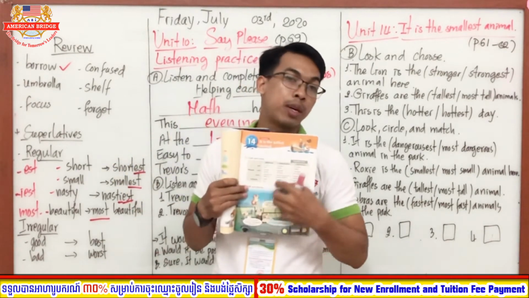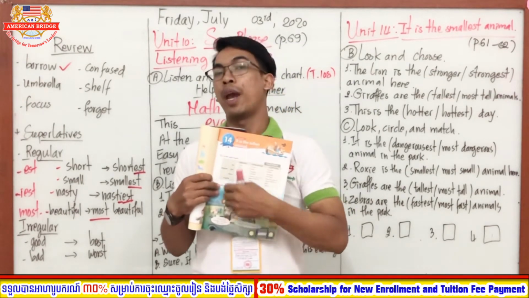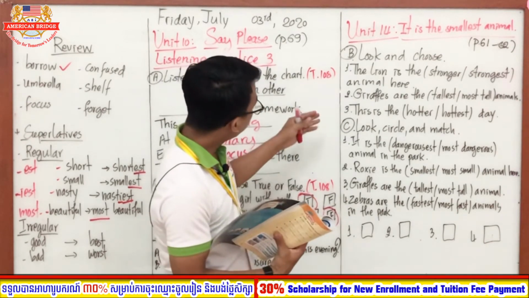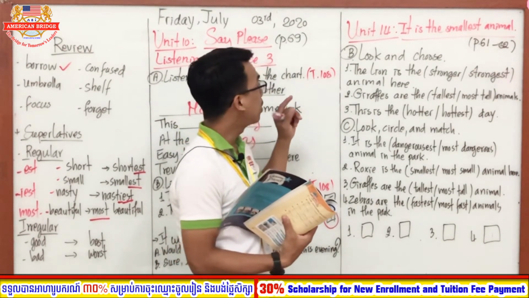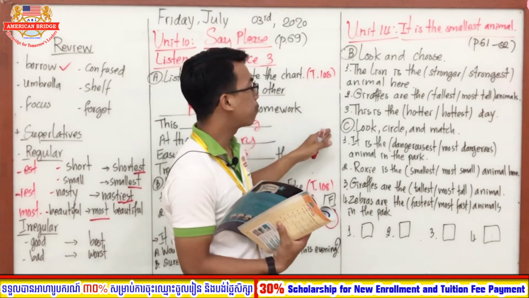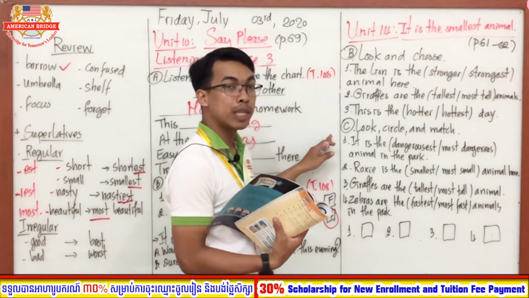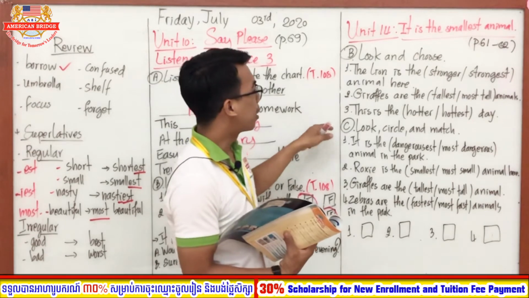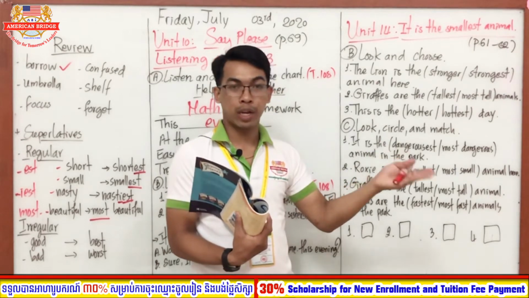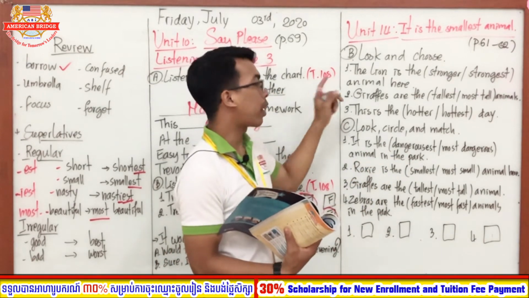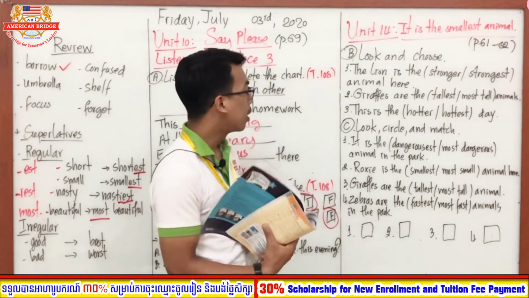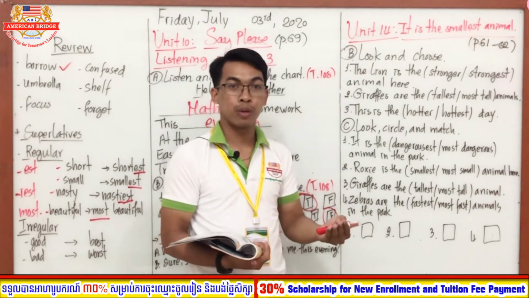You will know exactly how to change adjectives to the comparative and to the superlative. Today we will practice two sections, section B and section C. Yesterday you already learned the definition and the form of the superlative adjective. So now you will practice the exercise. After you learn, you have to practice. The more you practice, the more you know.